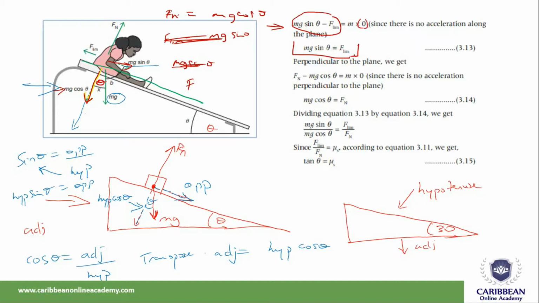Now, along the perpendicular axis, we can see that there's no acceleration along the perpendicular axis, or along the vertical. So we can equate this to say that mg cos theta is equal to Fn.